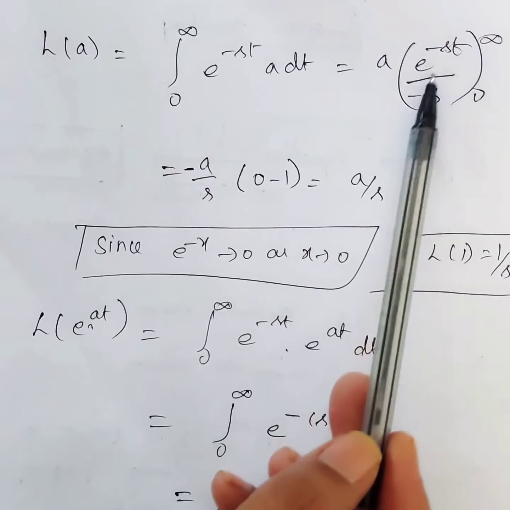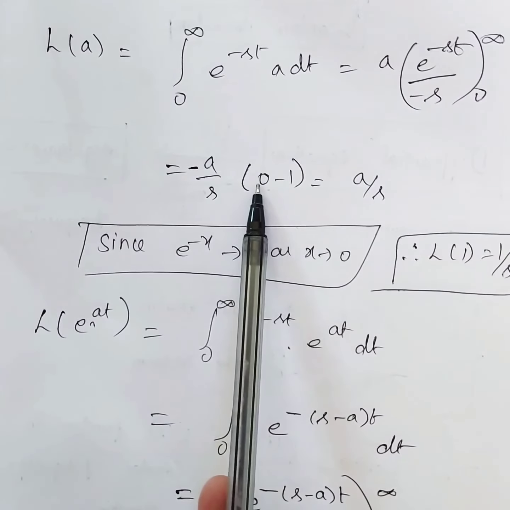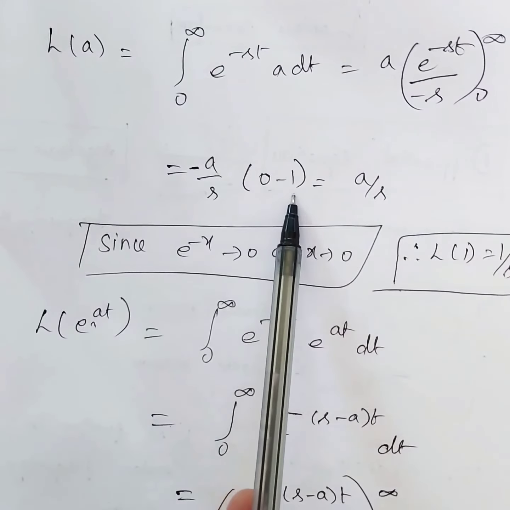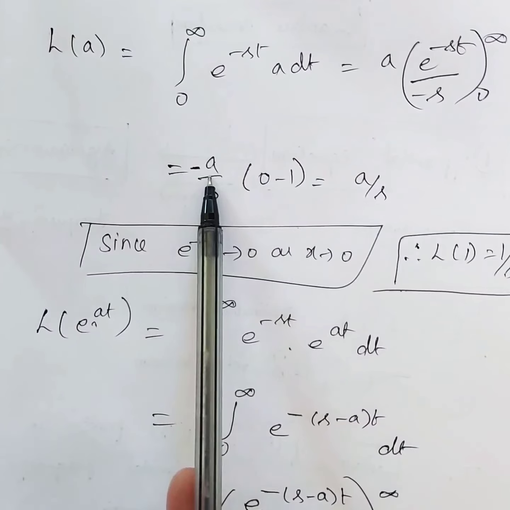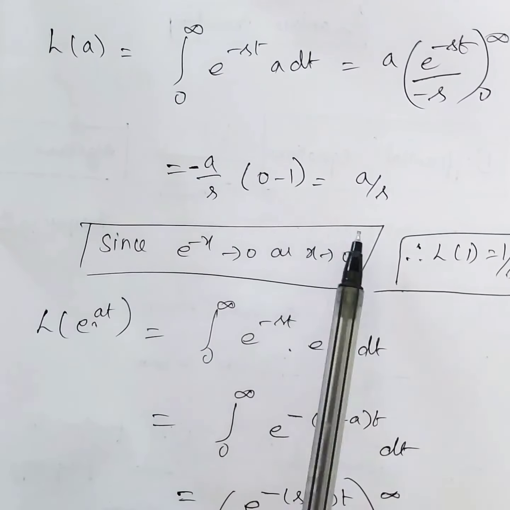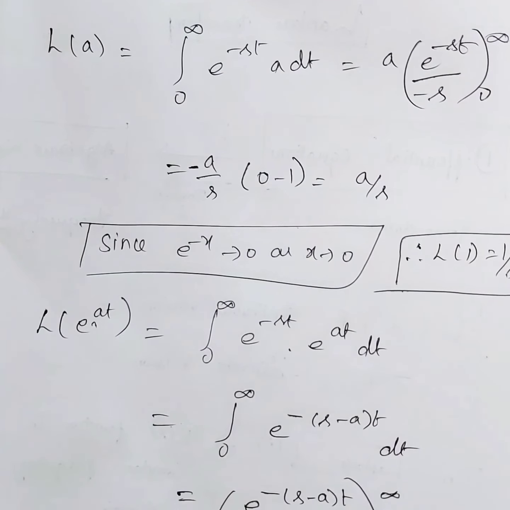When we apply the upper limit, e power minus infinity is nothing but 0, minus e power 0 is 1. So this minus and this minus will get plus a by s. So Laplace of any constant a is nothing but a by s. It's like if I say Laplace of 5, it's nothing but 5 by s.